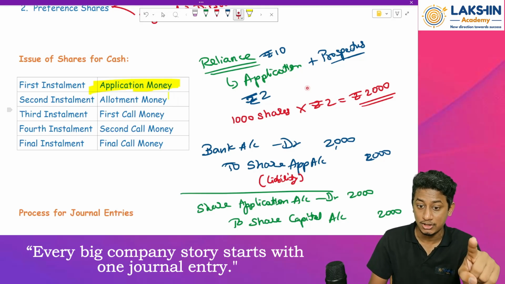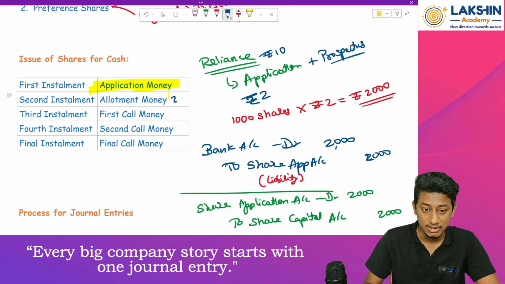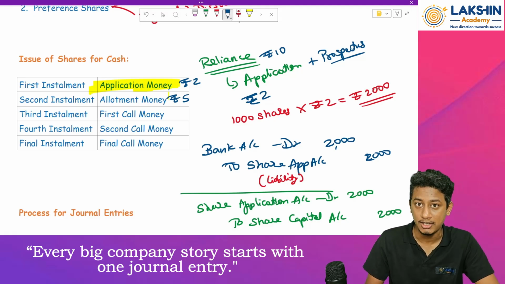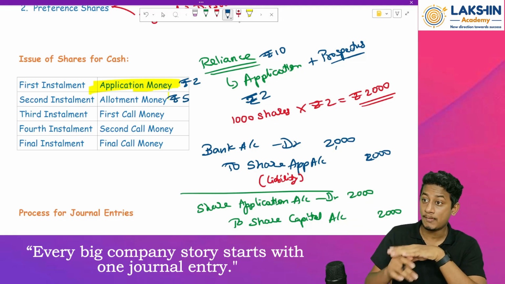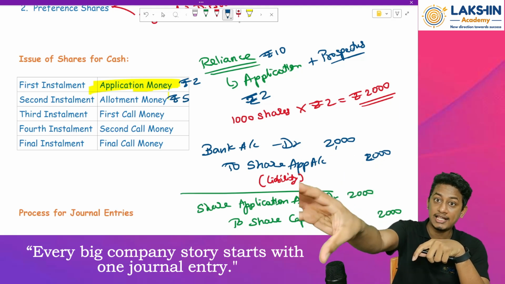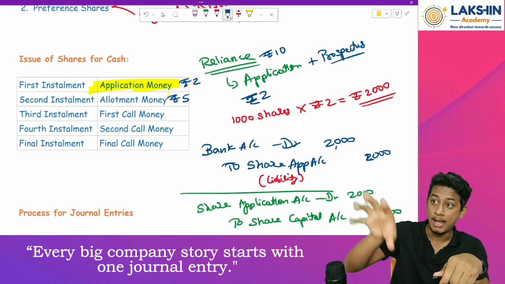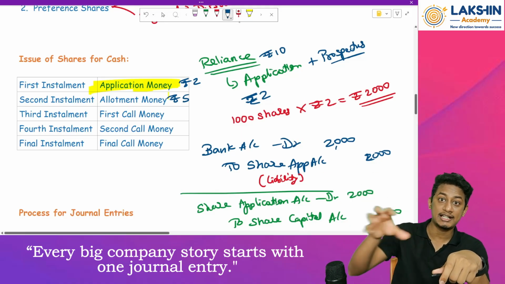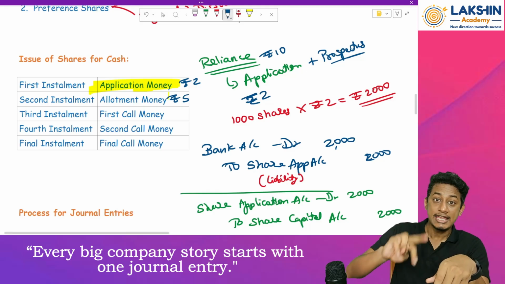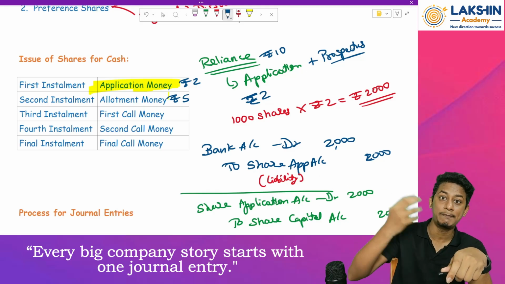You have to pay allotment money. Of rupees how much? Rupees 5. Rupees 2 was on application, rupees 5 on allotment. So when I allot you the shares, pay me 5 rupees. So the company will allot the shares first and then the person will pay the company. This is the process. See, in application what used to happen? People pay first, the public pays first, company gets the application. Clear? In the allotment onwards, the company will allot the shares and then people will pay the money.